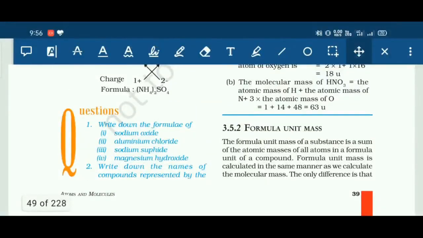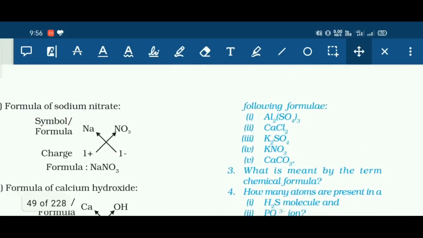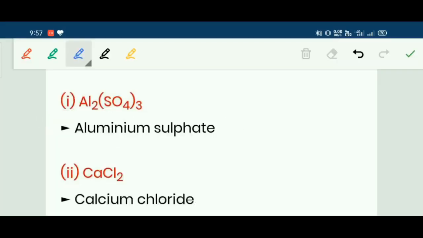Now students, you will write question number 1 on page number 39 in your notebooks by taking help from the examples as discussed earlier. Question number 2, write down the names of the compounds represented by the following formulae. This is reverse of the question number 1. In this case, you are provided with the formulas and you have to identify the compound.